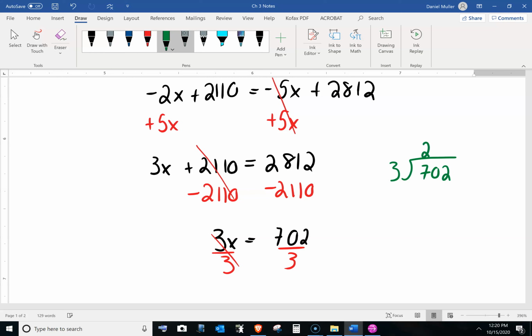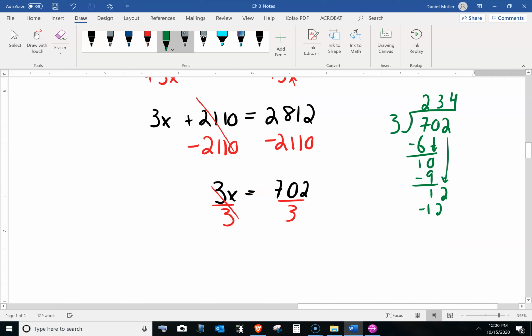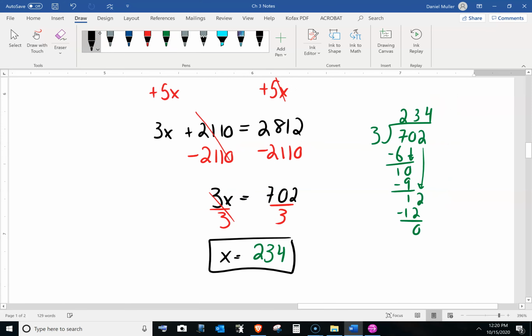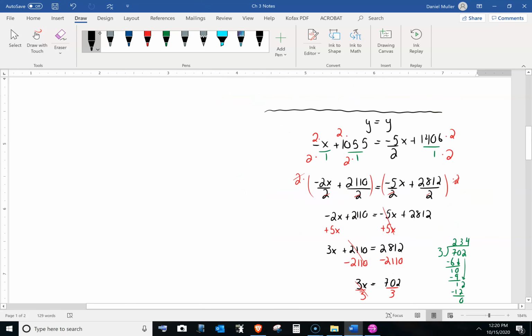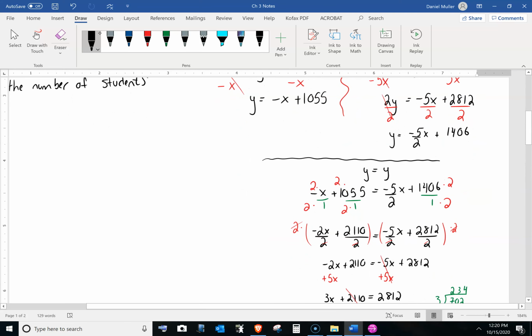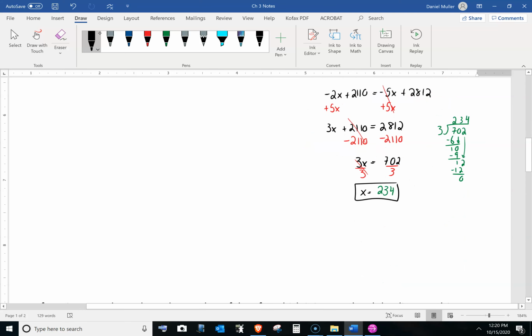3 goes into 7 twice. Carry down the 0. 3 goes into 10 3 times, which would be 9. Subtract that. Carry down the 2. And 3 goes into 12 4 times. So my answer here is x is equal to 234. And what was x again? Let's take a look at what I have. X is the number of adults. So there we have it. X is the number of adults.